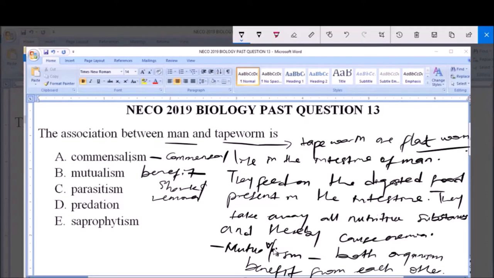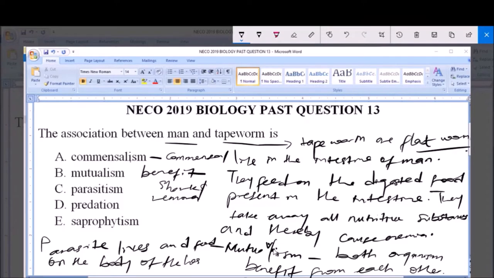The tick birds feed on the ticks on the body of the cattle, and the cattle also benefit by the ticks being taken away from their body, making them free from ticks. Now, C says parasitism. Parasitism is a type of association whereby an organism known as the parasite lives and feeds on the body of the host, and causes damage to the host.